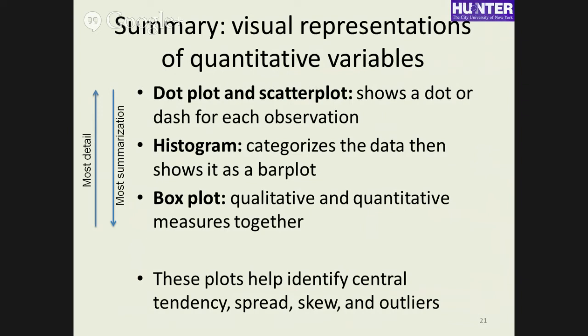So just to wrap up these visual representations of quantitative variables, starting from the most detail was the dot plot and the scatter plot, and then the histogram is doing a certain amount of summarization, and box plot doing more summarization but also being more quantitative.